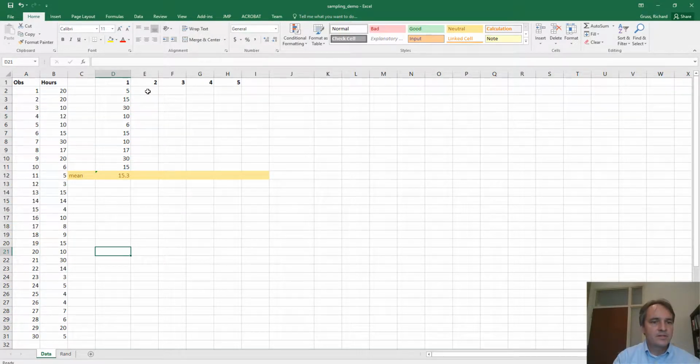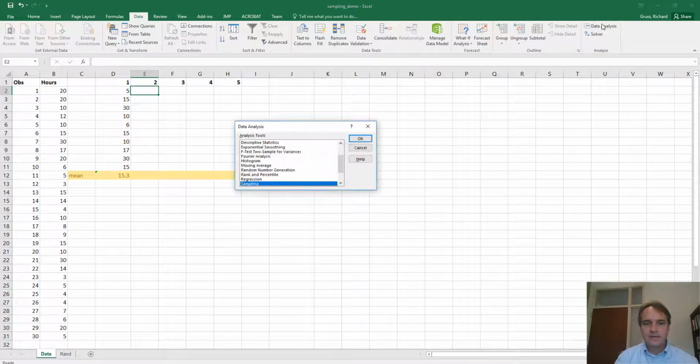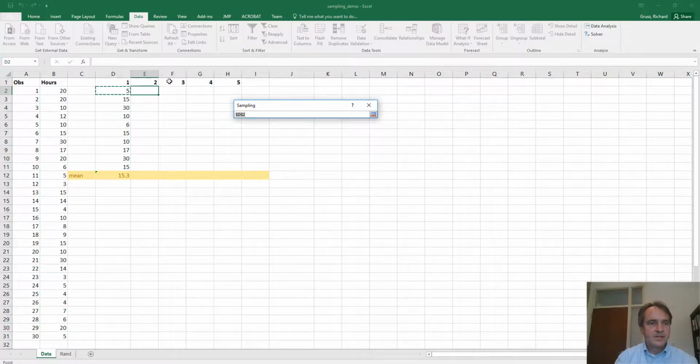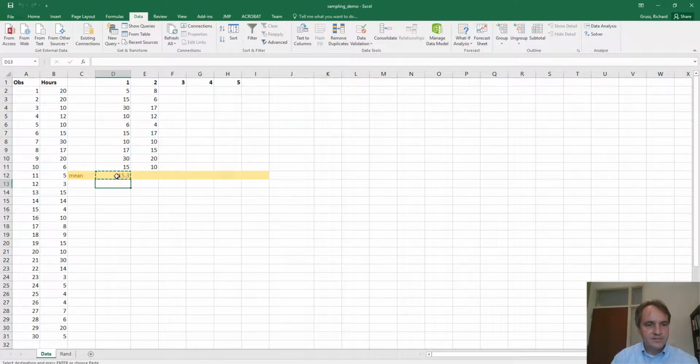Let's take a second sample then. Again, I'm going to do the same thing: go to Data Analysis, sampling from the same set. The only difference here is I'm going to set a different output range, and then click OK. All right, and I'm going to copy this because I want to.